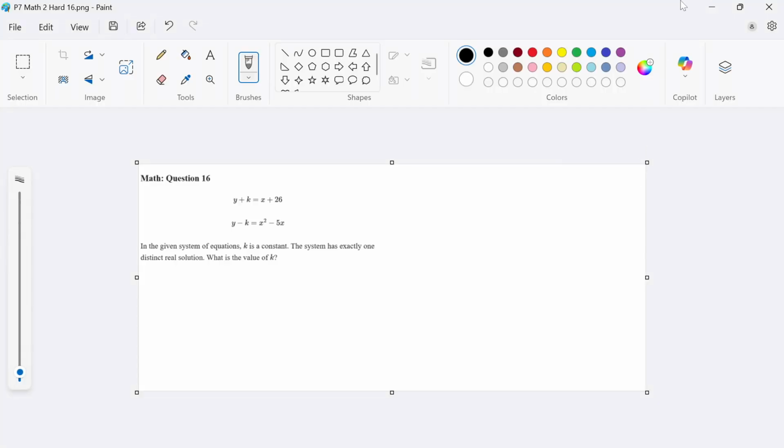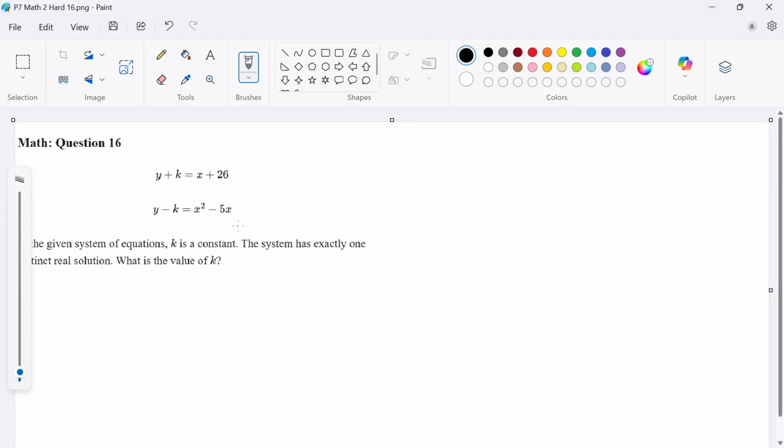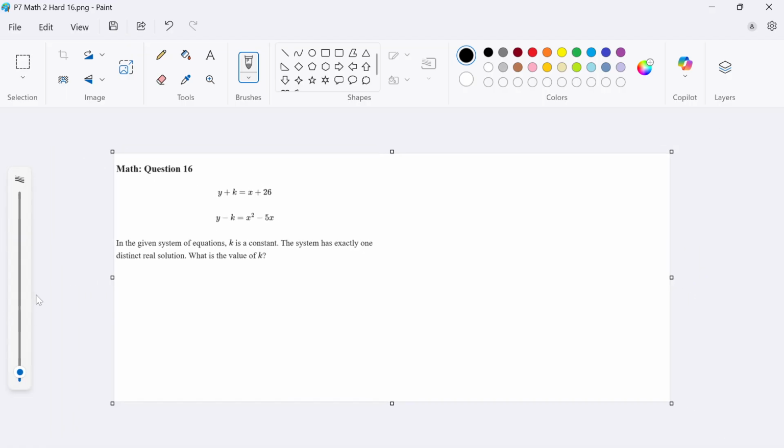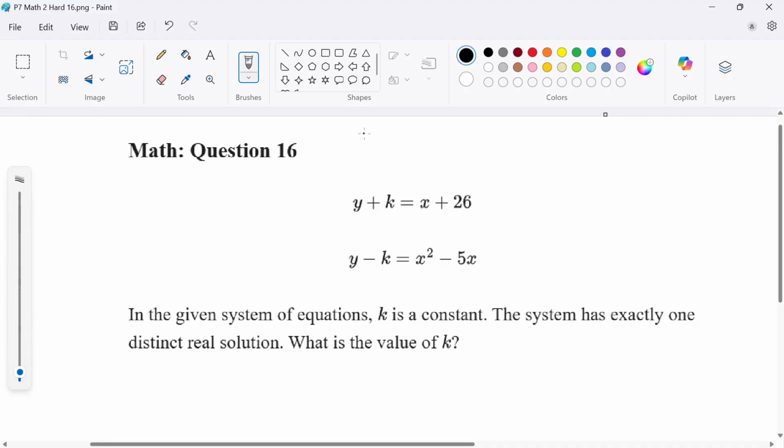This is Digital SAT, Practice Test 7, Math, Module 2 Hard, Question 16. And it's got these two equations. Let me make a little bit more room here so I can scroll in. y plus k equals x plus 26, and y minus k equals x squared minus 5x.